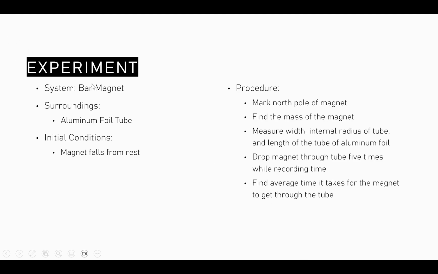So for the experiment, the system was the bar magnet, and the surroundings were the aluminum foil tube and Earth. The initial conditions were the magnet falling from rest.